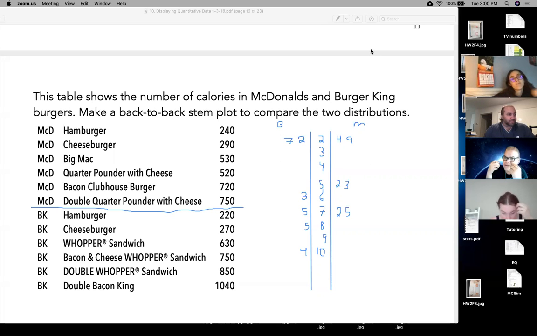Is it like the placeholders or something? Well, no. I mean, this is 220, that's 270, that's 240, that's 290. The first digit gives you the heading, and the other digits give you what comes next.